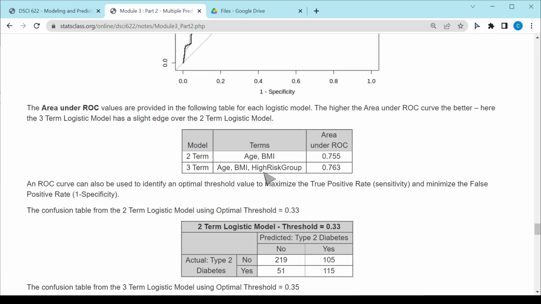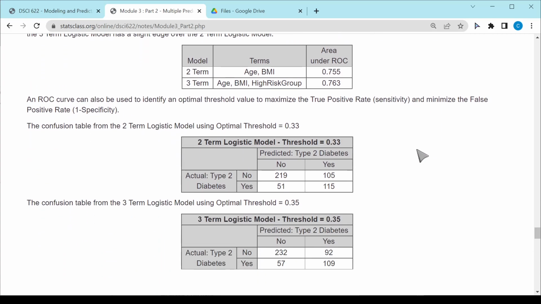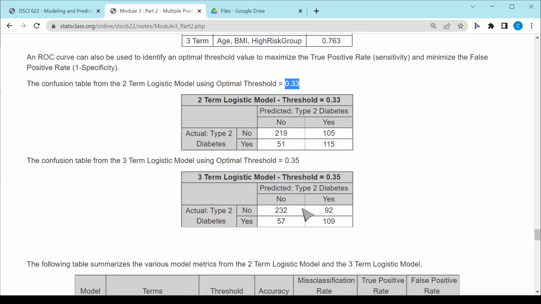And you can see that the three-term model does slightly better than the two-term model here. I can also determine an optimal threshold. The optimal threshold is going to be different for different models, obviously. So for the two-term logistic, my optimal threshold was 0.33. And here's what my confusion table looks like for that situation. And then for my three-term, the optimal is at 0.35.